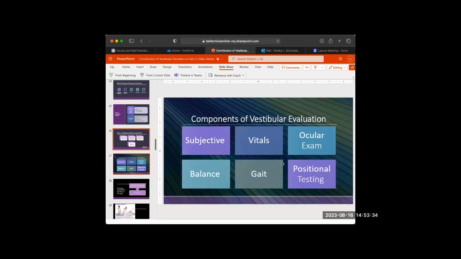So here are the components of a vestibular examination. We take their subjective history. This is a big part of what we do and how we gather info. We have to look at their vitals just to make sure there's nothing else going on on top of a vestibular disorder. We look at how their eyes are moving, and this helps us determine if it's coming from the brain or the inner ear. We look at their balance, their walking, and then lastly, we do positional testing, which makes them really dizzy if they have BPPV. So we hold that until the last hurrah.